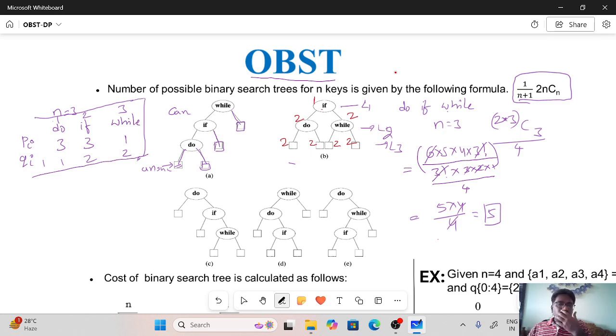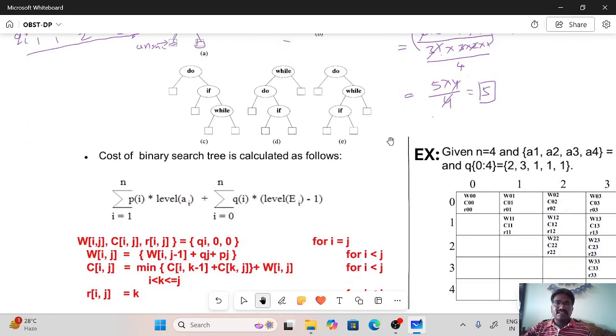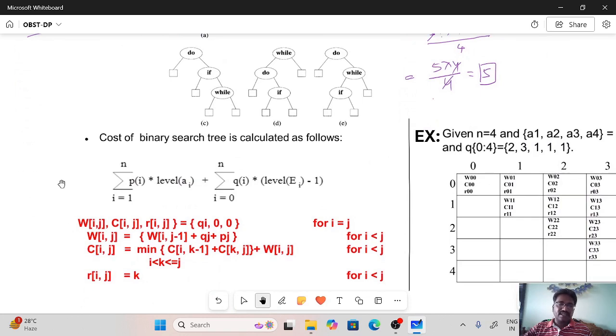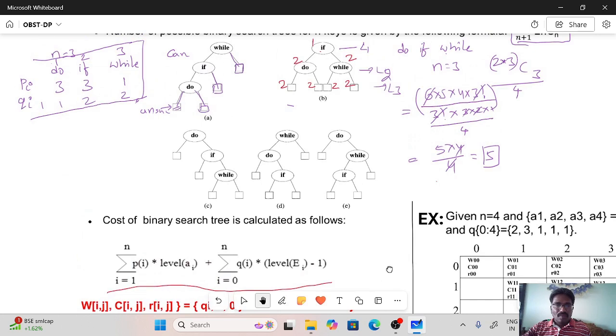So I hope you understand. For these successful and unsuccessful frequencies along with the level, we are going to be given one equation to find the binary search tree cost. That equation is like this one. For whichever successful key we are searching, that key's frequency times the level at which that key is available. So I am going to find the binary search tree cost for the second one.